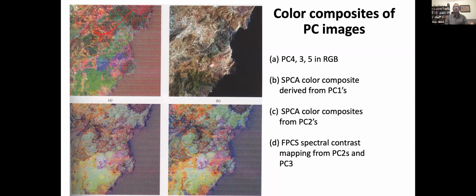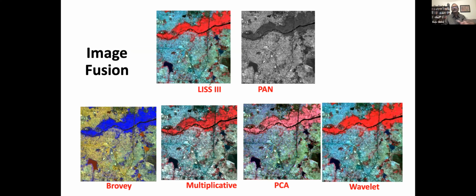Then we sometimes use image fusion. We can combine the data sets from different satellites. For example, LISS-3 data can be combined with PAN data. This is a low resolution data. This is a high resolution data. A limitation here is that it is monochromatic data. This is a multispectral data. But combining the two, we can enhance certain information. So there are different kinds of fusion combinations which we have used here: Brovey, multiplicative, PCA, wavelet. So the idea is to enhance the information by combining the different data sets here.